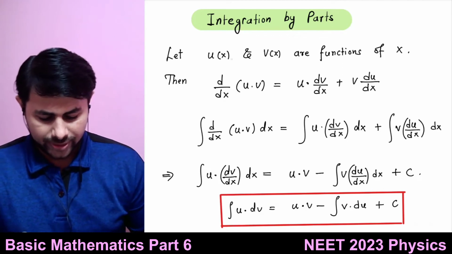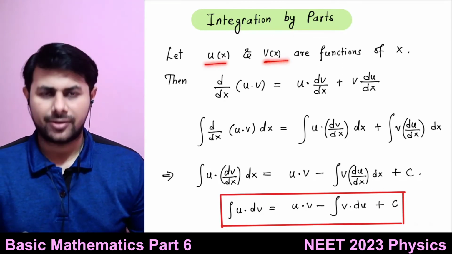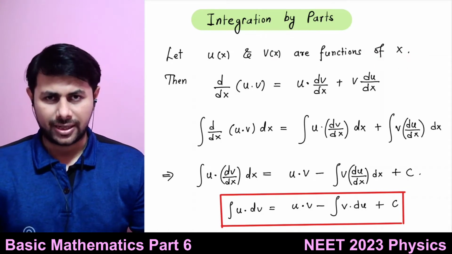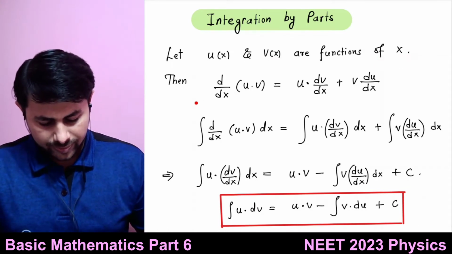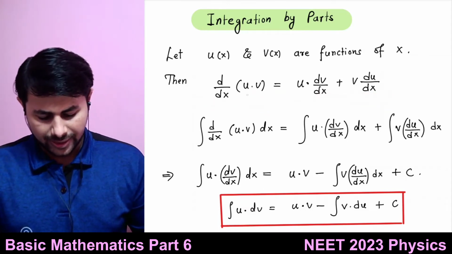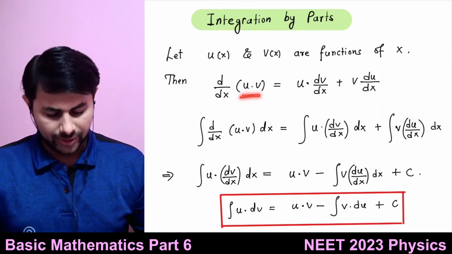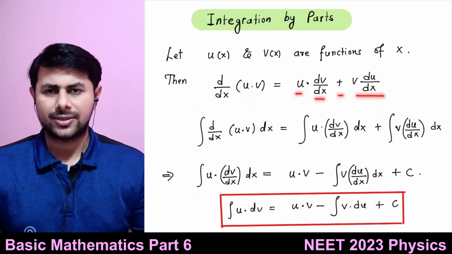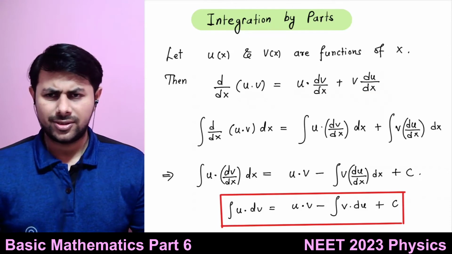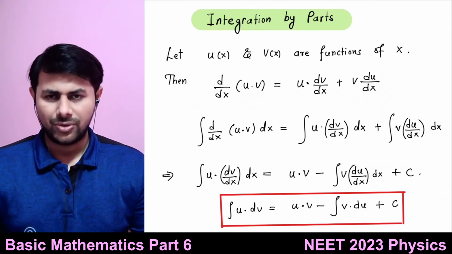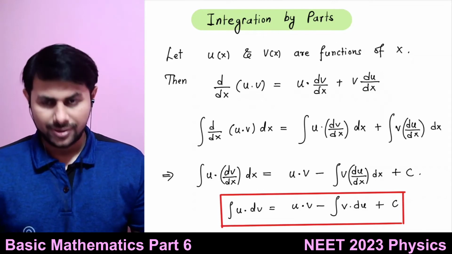So now let's suppose we have u and v. These are two functions of x. So I know the product rule of derivatives. What is the product rule of derivatives? If I take the derivative of this, it will be u dv by dx plus v du by dx. This you know. Yes, sir. We know the product rule of derivatives.